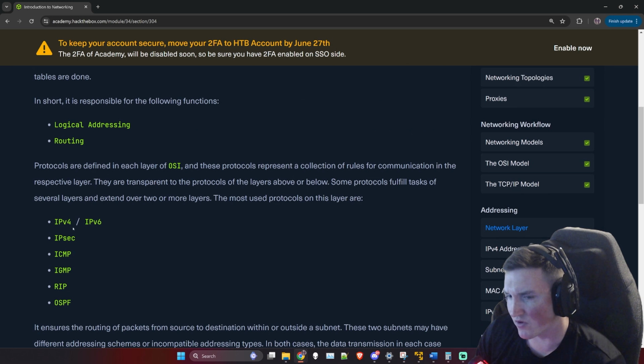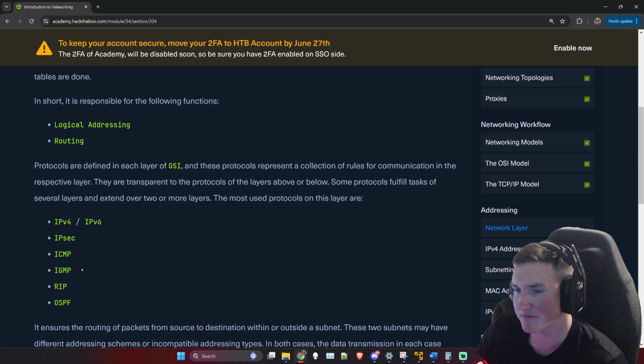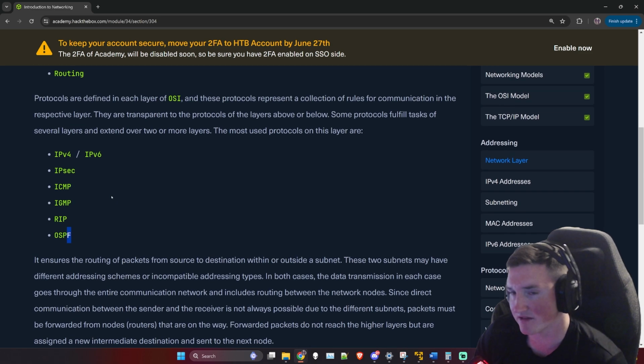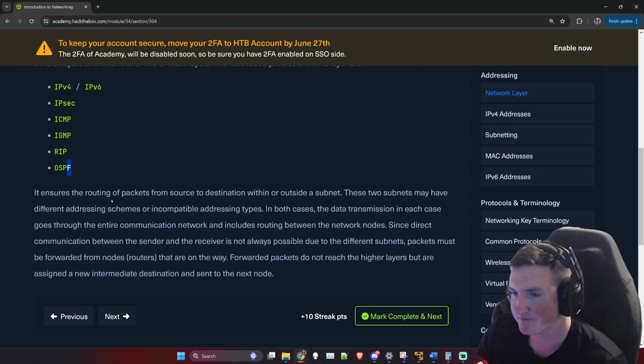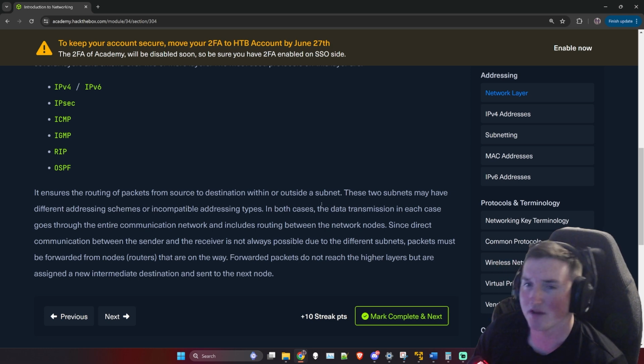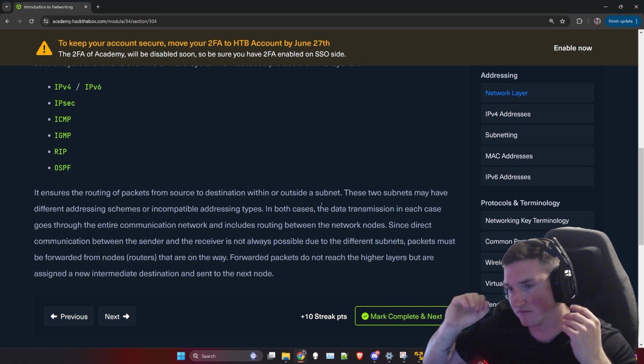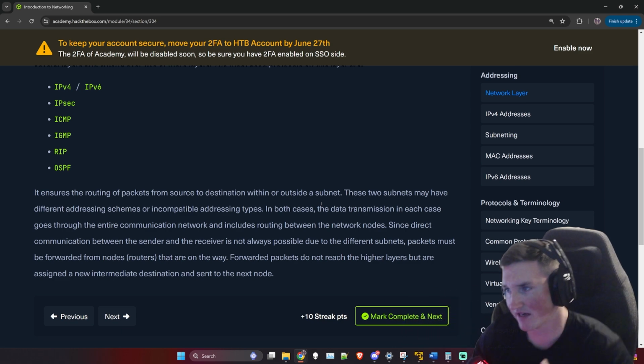So protocols are defined. Some of the protocols you're going to see in the OSI model in this network layer are IPv4, IPv6, IPsec, ICMP, IGMP, RIP, and OSPF. These are just examples. These are not the end all be all, right? It ensures routing of packets from source to destination within or outside of our subnet. So basically, we have networks, and we have to be able to talk to other networks. That's where the network layer comes in, right?